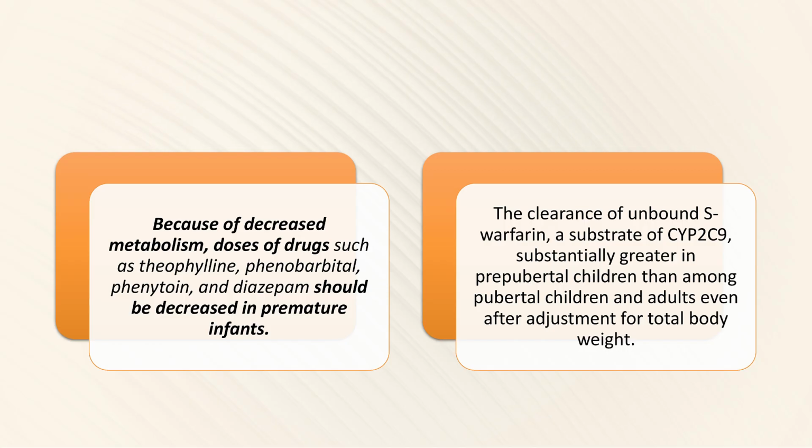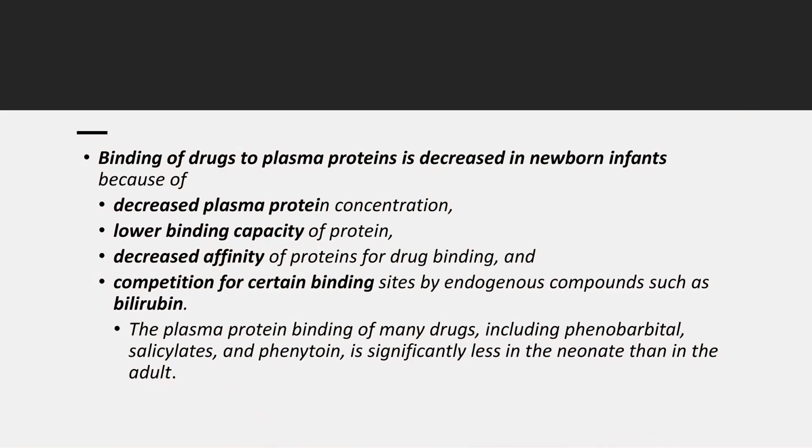Elimination. Drug clearance can vary significantly with age and developmental stage. For example, the clearance of unbound S-warfarin, a substrate of CYP2C9, is substantially higher in prepubertal children compared with pubertal children and adults, even after adjusting for total body weight. Similarly, the clearance of caffeine, which is metabolized primarily by demethylation, gradually declines to adult values as children mature. This occurs when girls reach Tanner stage 2, early puberty, and boys reach Tanner stages 4 and 5, late puberty.